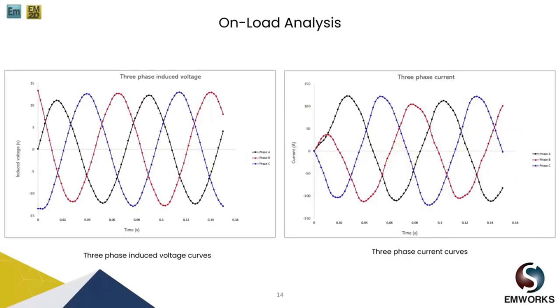Next we have the current induced in the coils and also the voltage obtained using our EMWorks 2D software for a flat type linear motor. The voltage is around 13 volts and the current induced was around 120 amperes.